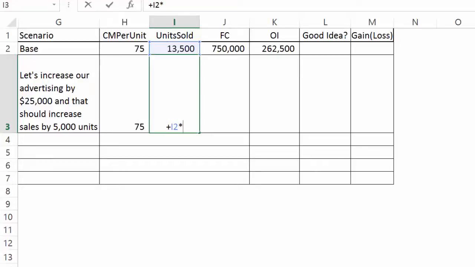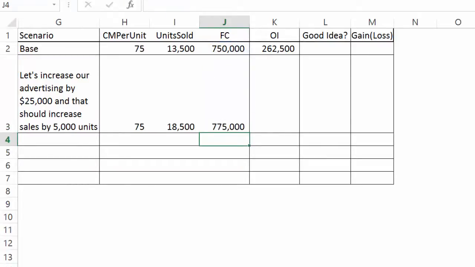So we're going to add 13,500 plus 5,000 units. That gives us 18,500 units. The fixed costs are going to go up. We're going to take our base amount and add the $25,000 to the base amount. Okay, so what will be our new operating income?